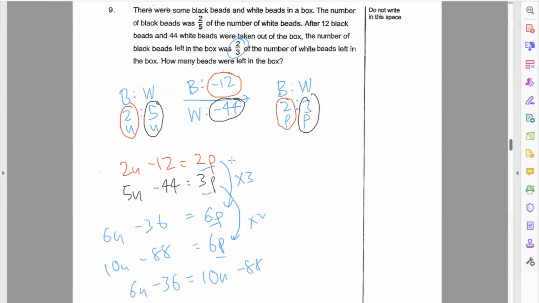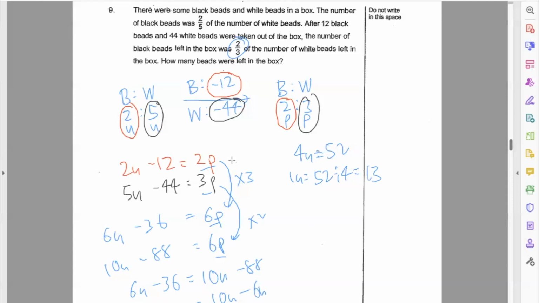Okay, I will move all the units to one side. All the whole numbers to the other side. So what I have left will be 10u minus 6u is 4u. 88 minus 36 is 52. So 4u is equal to 52. 1u will be equal to 52 divided by 4. And that you get 13.